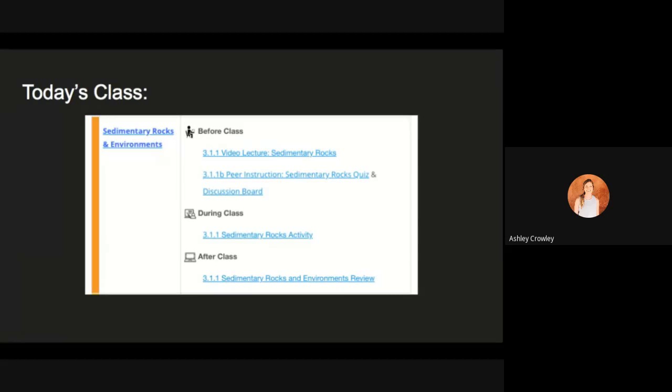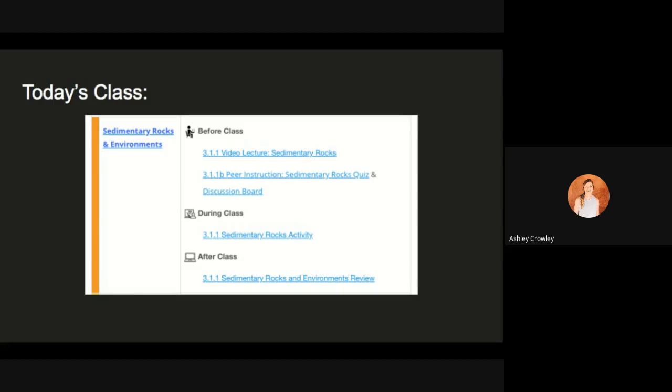Basically the premise of this activity is for you to look at different rock samples online and to identify what type of rocks they are. So here in just a second, we're going to walk through what are the differences in sedimentary rocks so that you'll know what you're looking at.